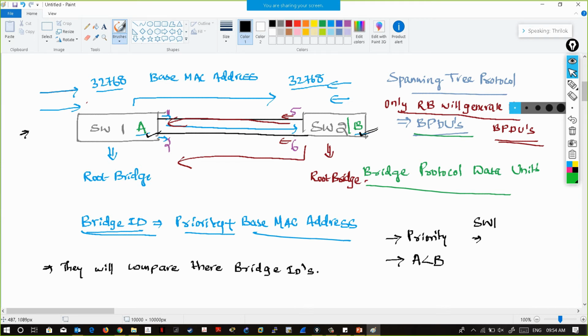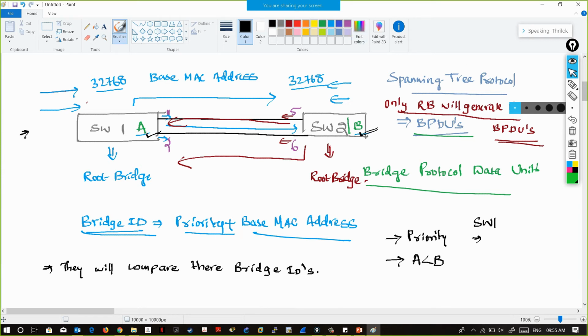because he compared his priority first, then he went for base MAC address, and switch 1's base MAC address is A and switch 2's base MAC address is B. A is lower than B, so switch 1 will declare that I am the root bridge. Even switch 2 does the same process, and it will come to know that yes, switch 1 is the root bridge and I will be the non-root bridge. Switch 2 will be the non-root bridge.